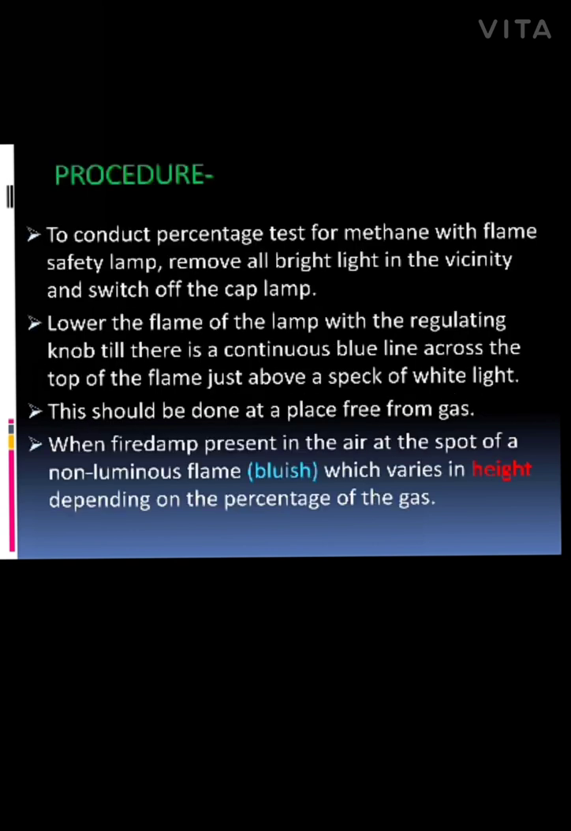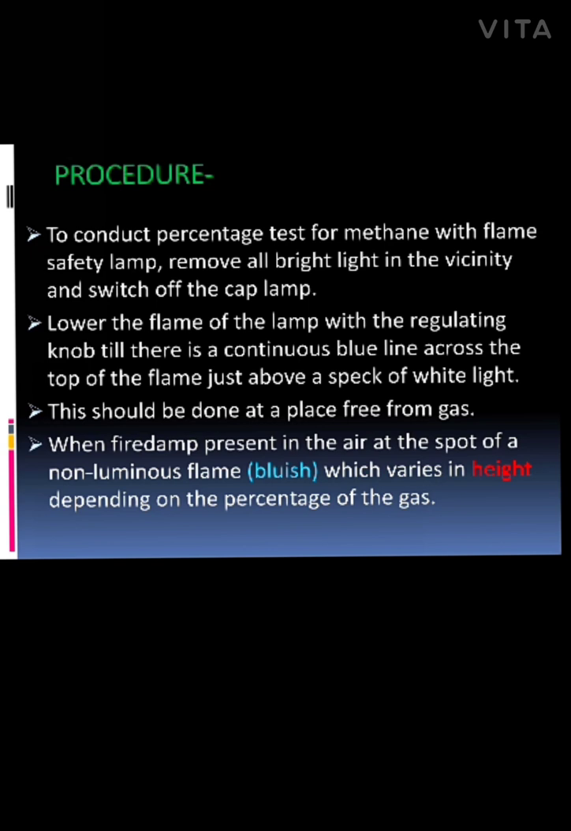So the procedure is to conduct percentage test for methane with flame safety lamp. We have to remove all bright light in the vicinity and switch off the cap lamp, so that the entire environment is quite dark to identify the bluish flame. Lower the flame of the lamp with the regulating knob till there is a continuous blue line across the top of the flame just above a speck of white light. This should be done at a place free from gas.